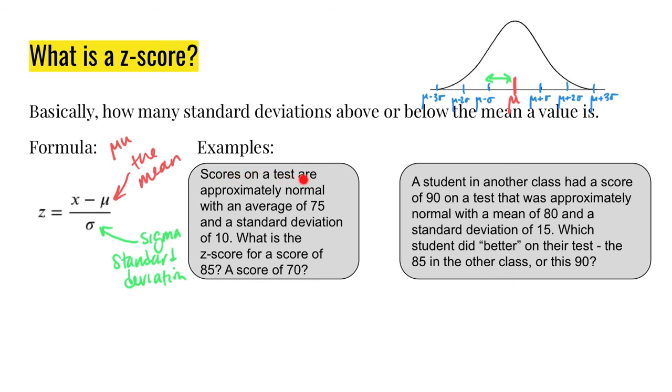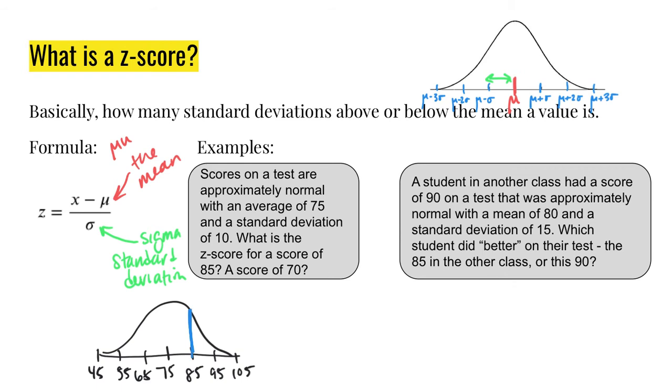Here we've got an example. Scores on a test are approximately normal with an average of 75 and a standard deviation of 10. Okay, before I even read on, I'm going to start with my sketch. I have an average of 75 and a standard deviation of 10. There we go. Okay. What is the z-score for a score of 85? So let's look at this. 85, that is 1 standard deviation above, z equals 1.